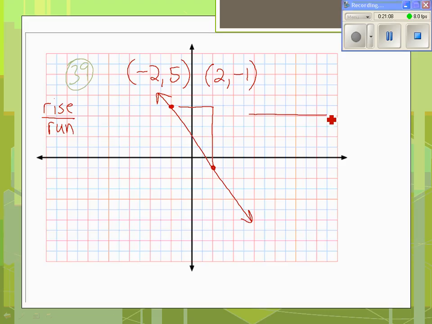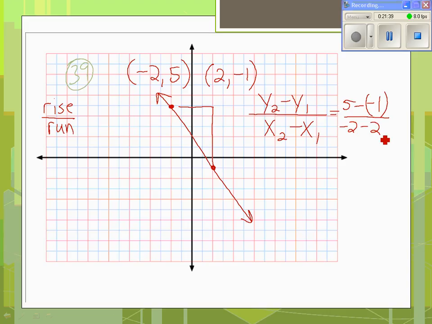Your slope formula, not slope-intercept form of a linear equation, that's y equals mx plus b. Your slope formula is that. You subtract the y's on top, subtract the x's on bottom. So on top I got 5 minus a negative 1. X is on bottom, negative 2 minus 2.